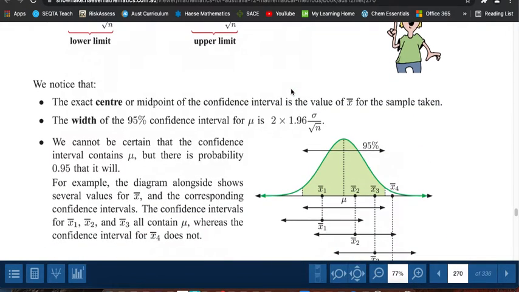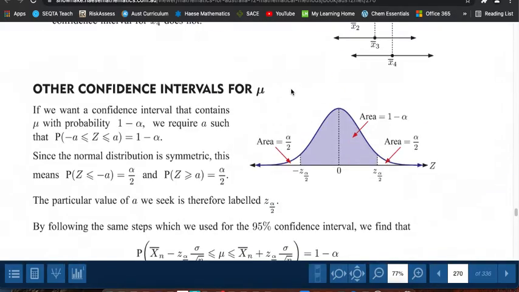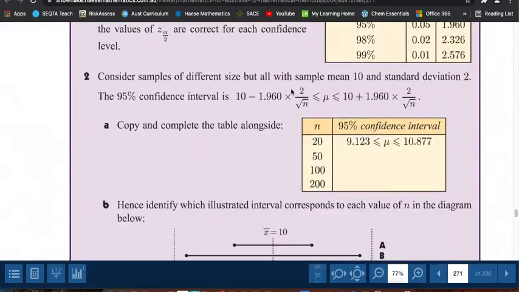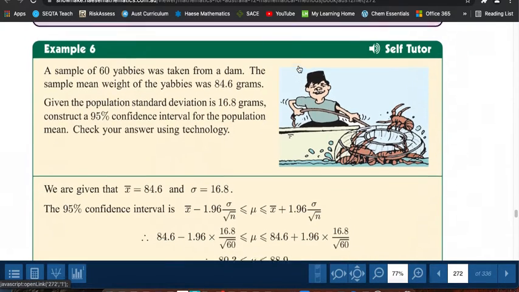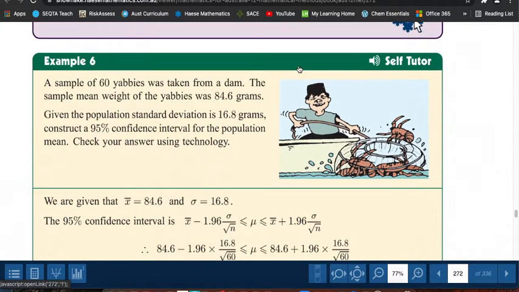All right. What I want to do is get a context to it so that it means more. So we'll go beyond all this, and we'll use this example here to help us. Okay, so here's our situation. It's a sample of 60 yabbies. They're taken from a dam.